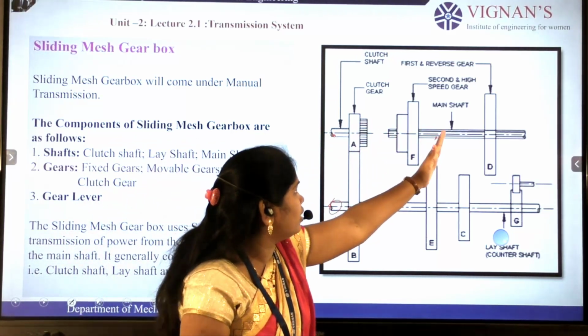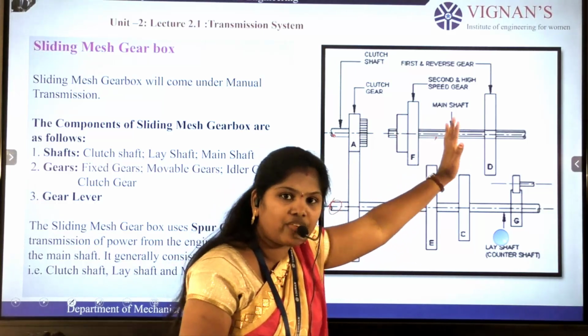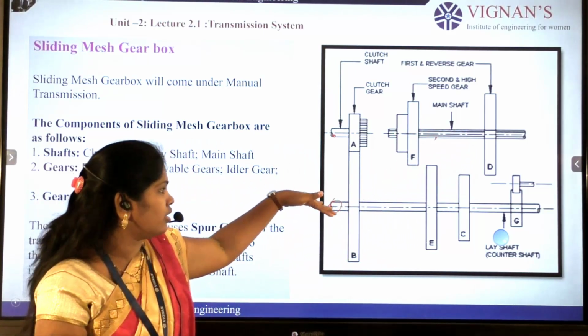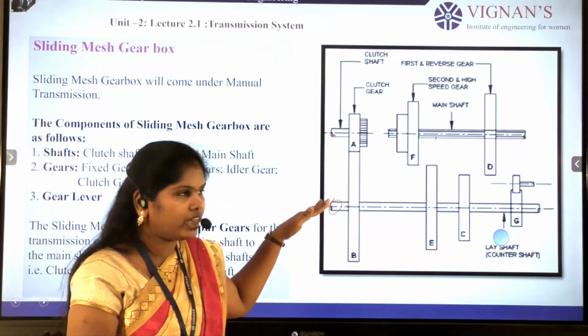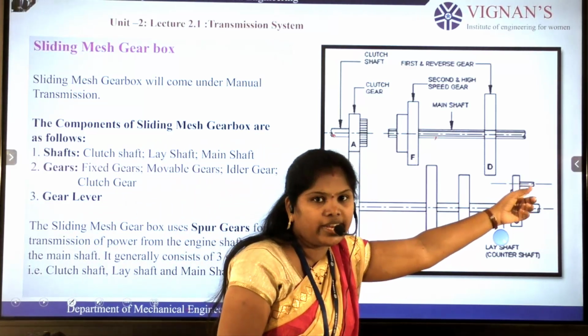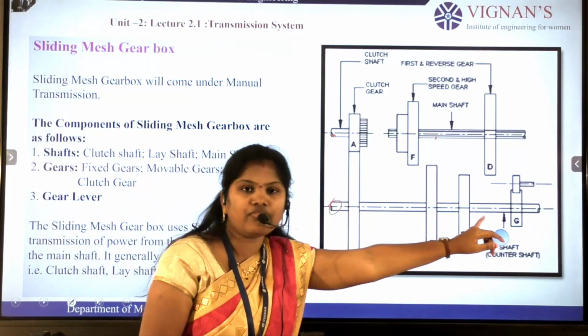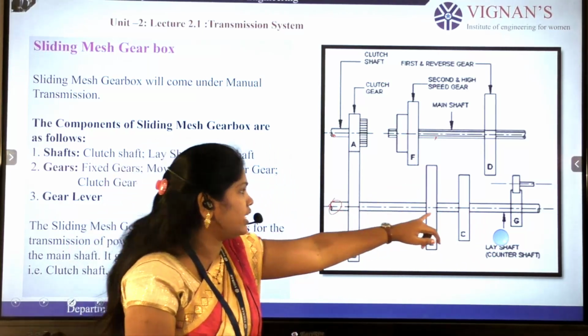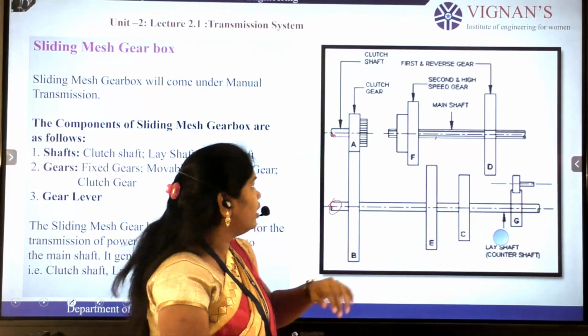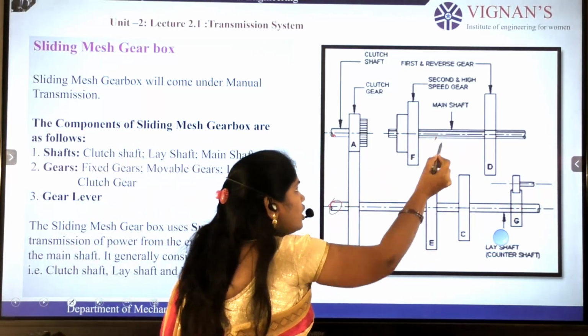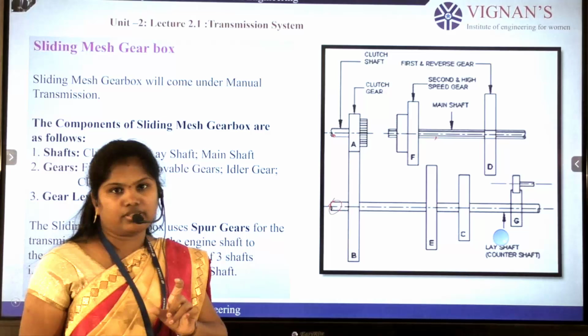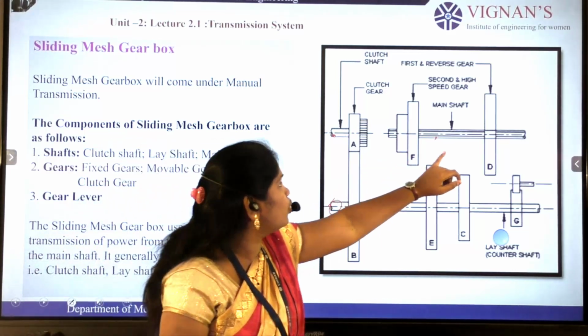Next, the main shaft. The main shaft also has gears. And on the lay shaft, we have four gears. Above that we have one idle gear. In the lay shaft, these gears are fixed. On the main shaft, these two gears are movable.